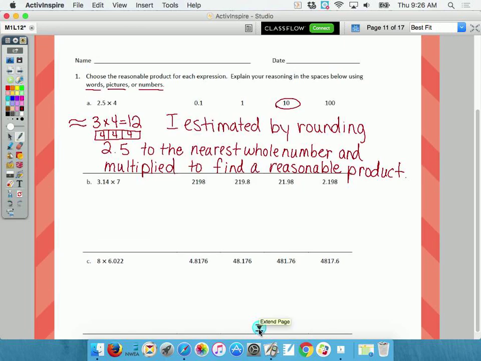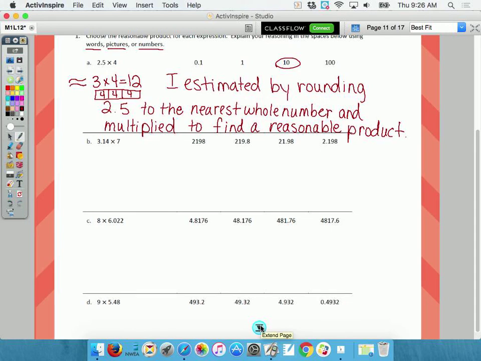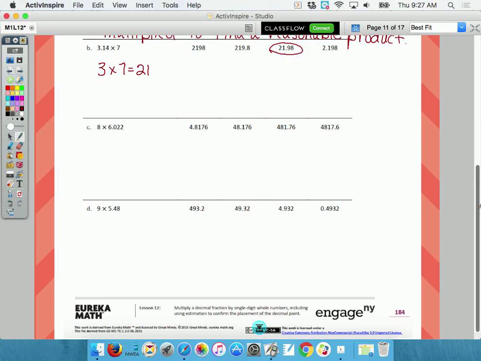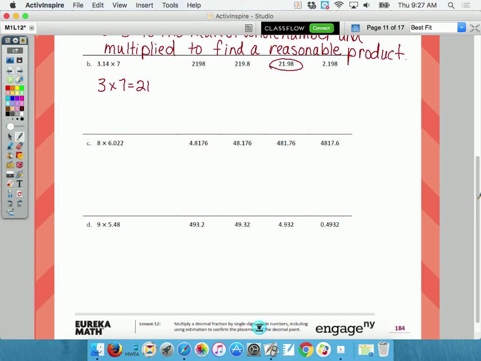So take a look at B. 3.14. I'm just looking at 3.1. Does it round up or stay the same? So I've got 3, write this down, 3 times 7 equals? 21. So which answer is closest? 21.98. 21 98/100ths. Okay, you want to try the next 2 on your own and then we'll check them? Make sure you write a problem so I know what you're thinking. Okay, so when your pencil's down, I'll know you're ready.